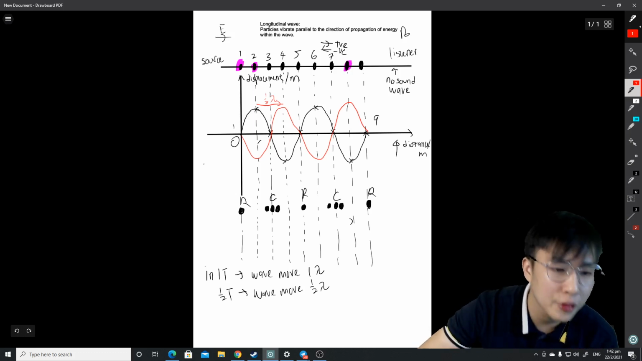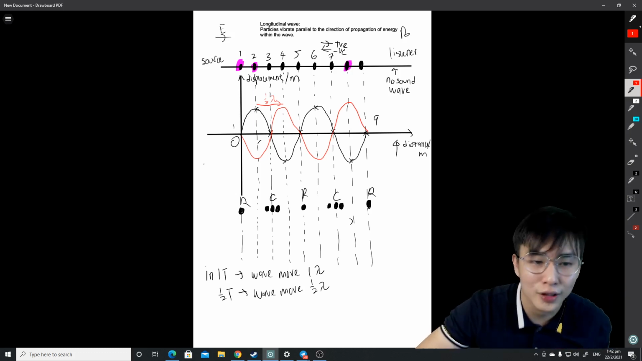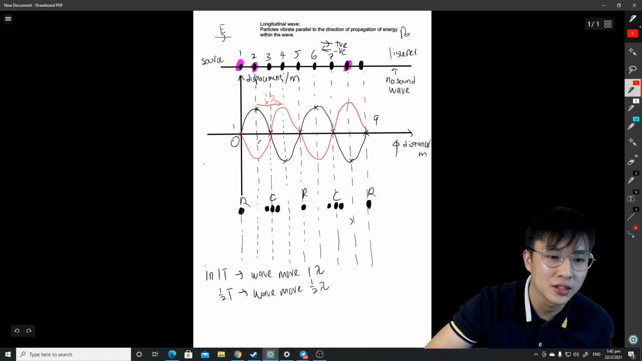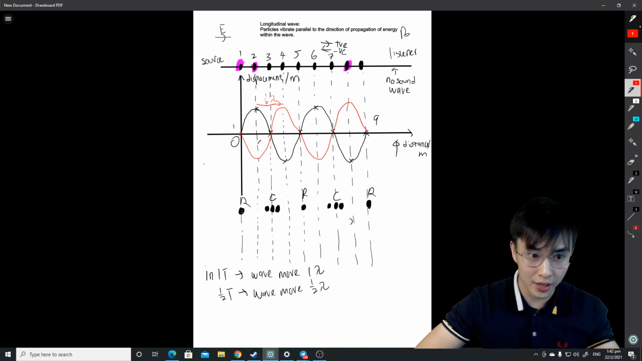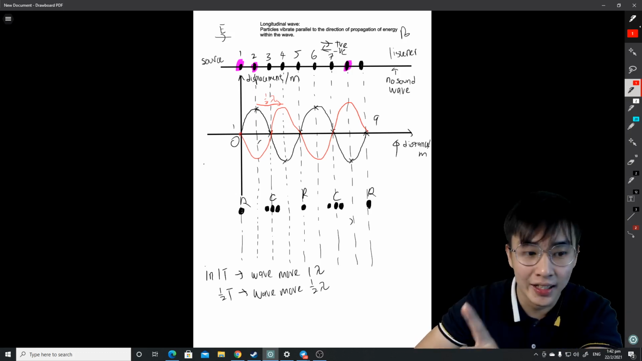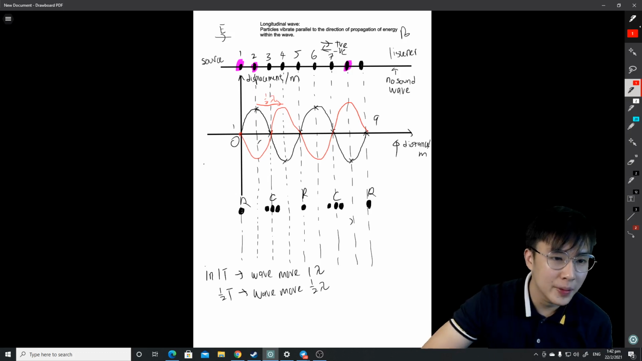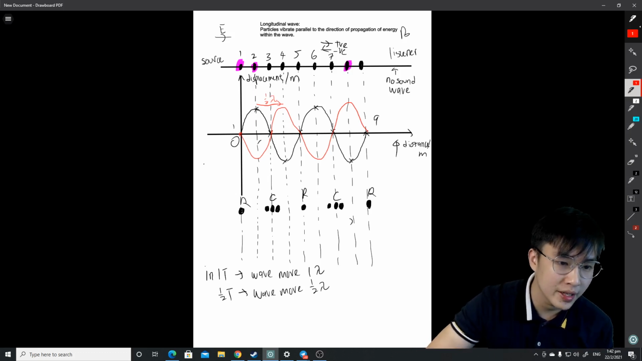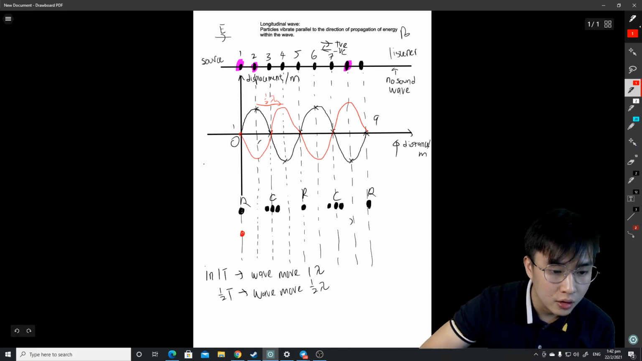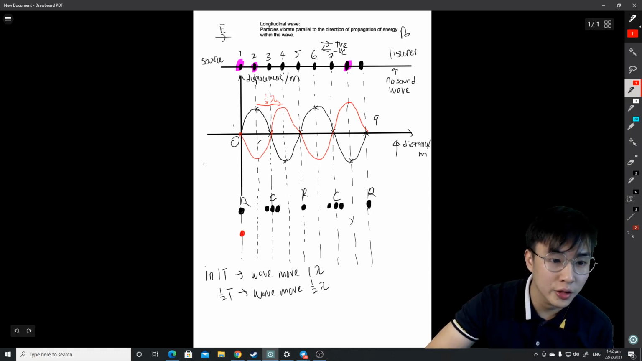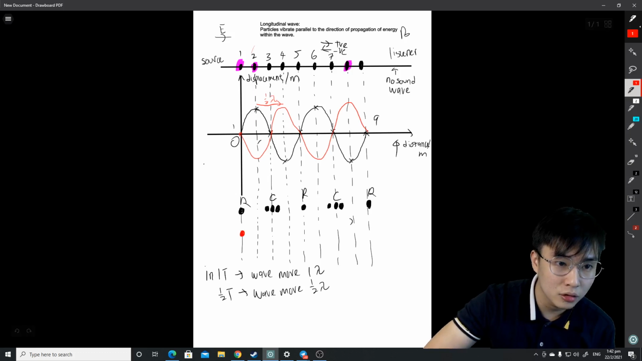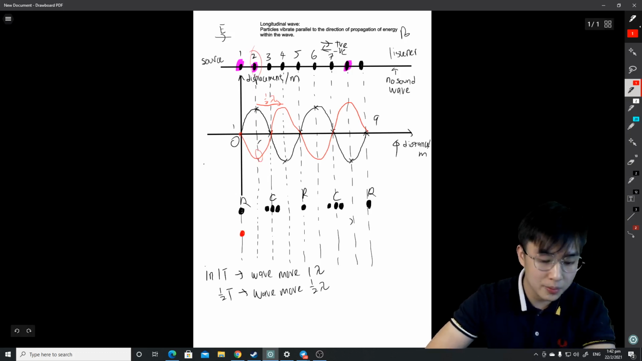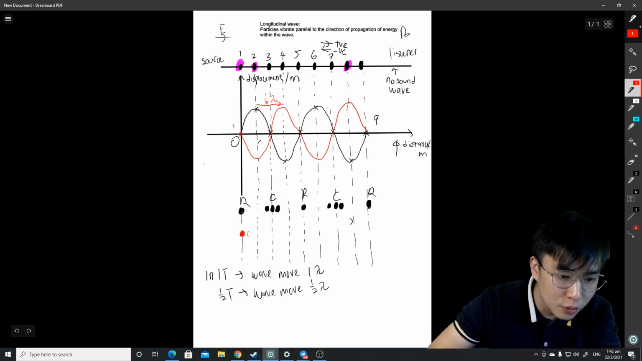Now when it's half a wavelength, I'm going to plot out the new graph of the particles. I did the same thing just now, but only for the red line. So look at my red line now. First particle, original, same. It's at 0 displacement, so it's at its rest point here. This is the new one I'm drawing corresponding to the red line. Look at particle 2. It's here, negative displacement. So if it's negative displacement, it moved to the left.